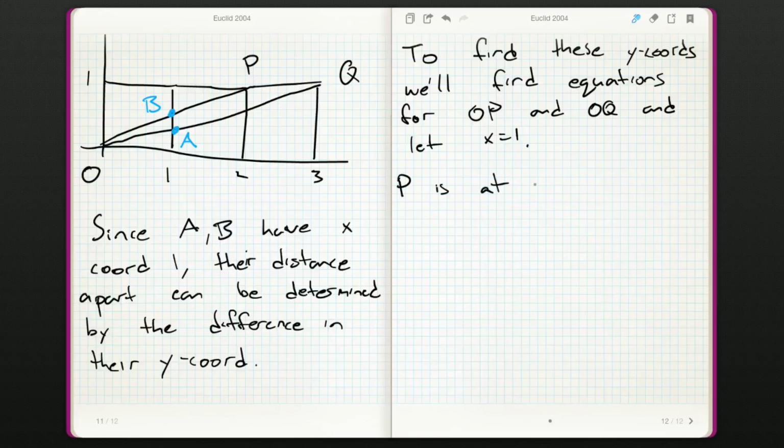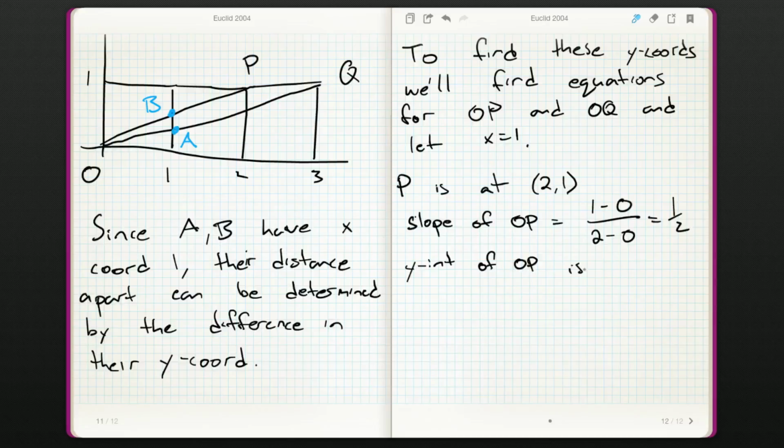P is at 2, 1. Slope of OP, that's rise over run. So that'd be 1 minus 0 over 2 minus 0, 1/2. And the y-intercept of OP is O, so it's 0. So the equation for OP, or an equation, is 1/2 x plus 0, or really just 1/2 x. No need to add the plus 0, it's ultimately meaningless. Okay.